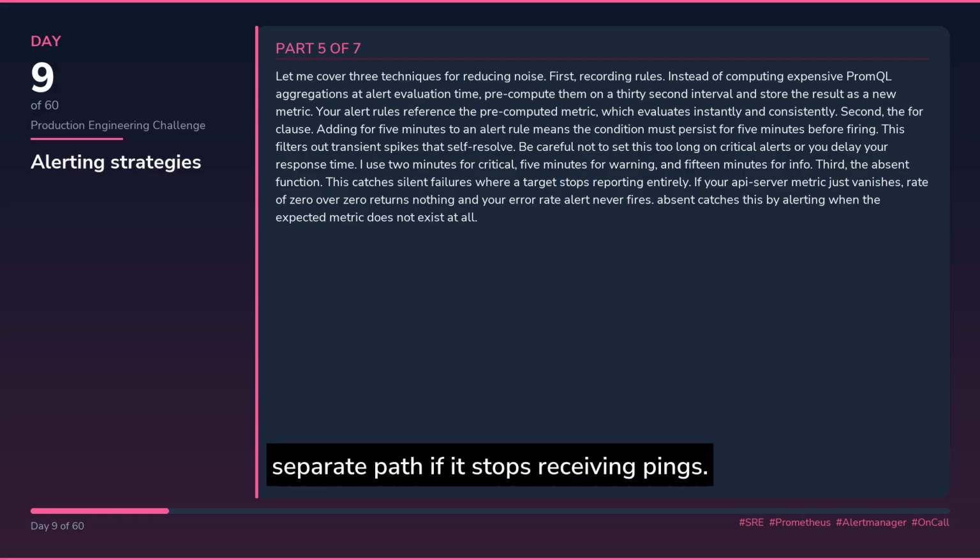Third, the absent function. This catches silent failures where a target stops reporting entirely. If your API server metric just vanishes, rate of 0/0 returns nothing and your error rate alert never fires. Absent catches this by alerting when the expected metric does not exist at all.